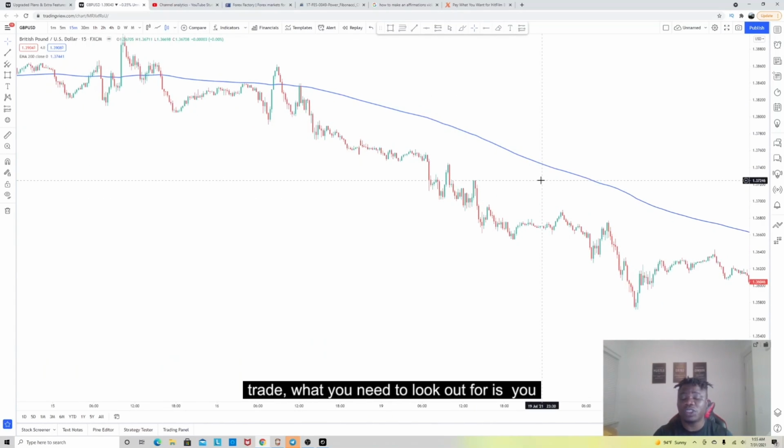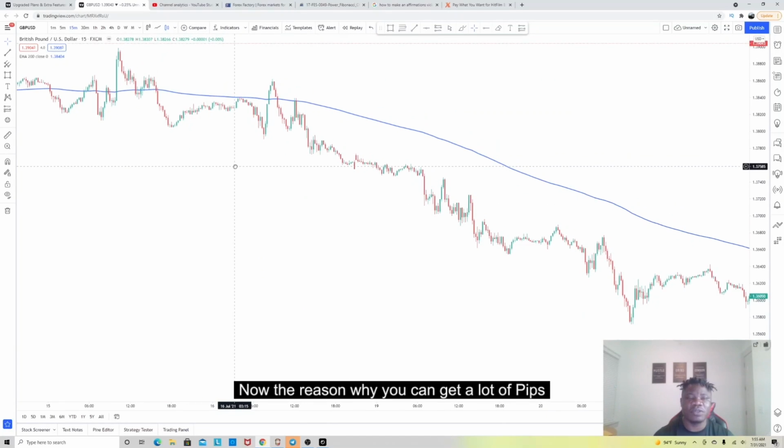trade, what you need to look out for is you just need price to be below the 200 EMA. That's all you need to be looking for. So when price is above the 200 EMA, you're looking for buy trades. When price is below the 200 EMA, you're looking for sell trades. So you go long when price is above the 200 EMA, and you go short when price is below the 200 EMA.